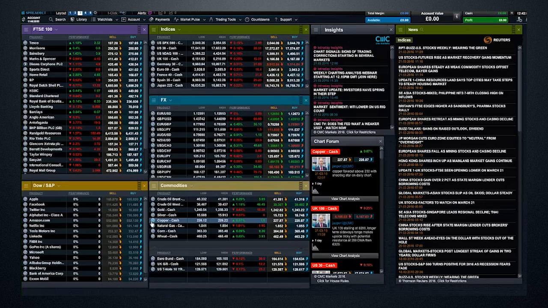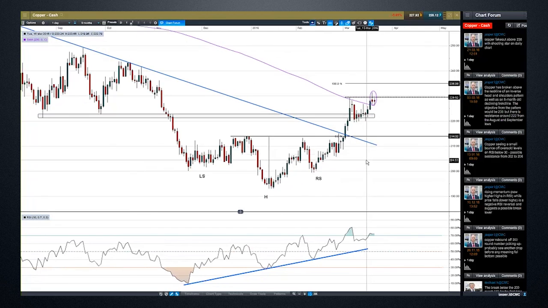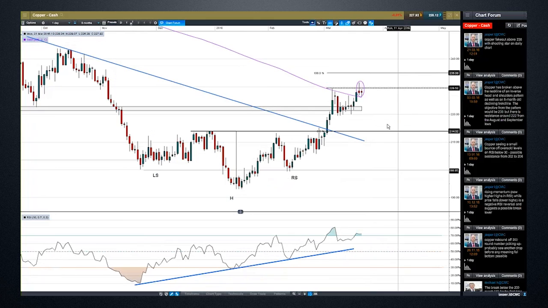Just going to quickly touch on copper because we've got an interesting pattern here. We tried to take out the previous peak from March, failed to do so, and put in a shooting star reversal. So if we get a close below there especially, that's quite a bearish signal, especially as we just made it above the 200-day moving average.